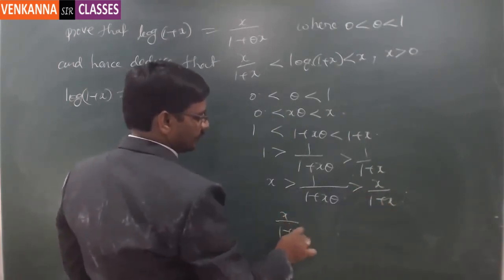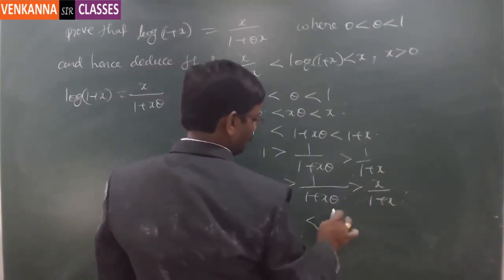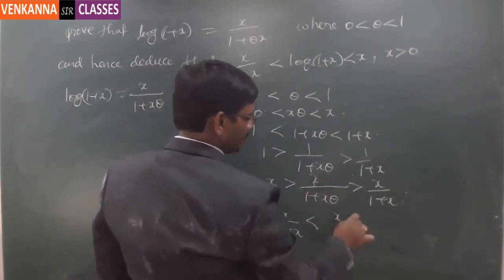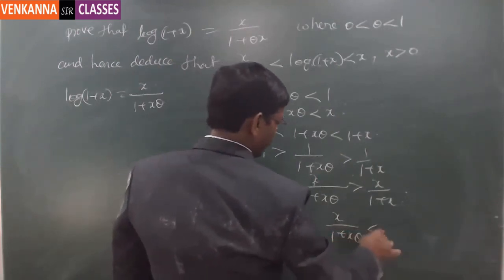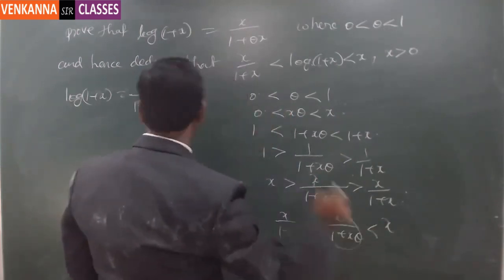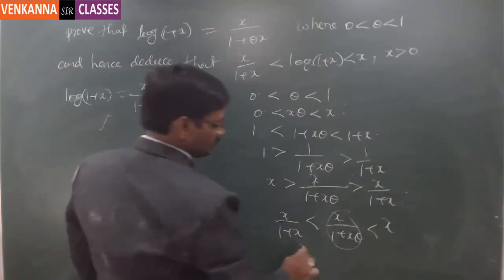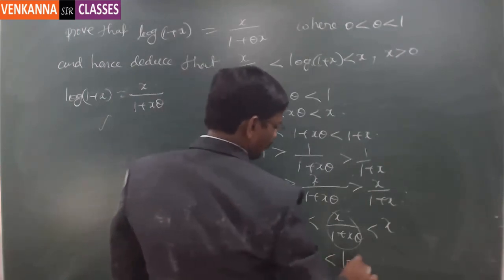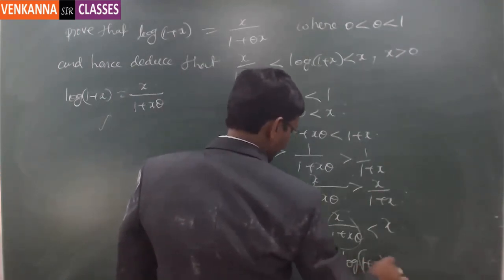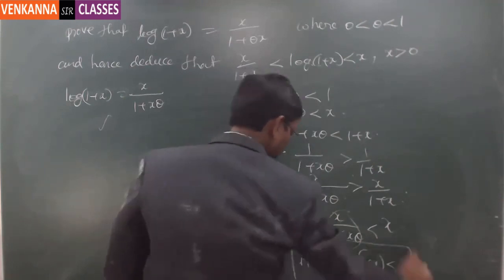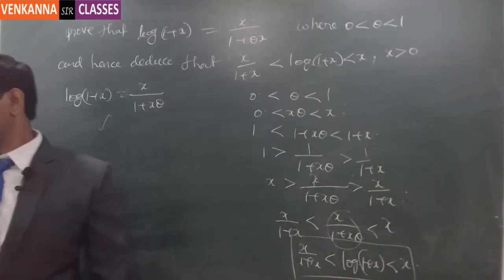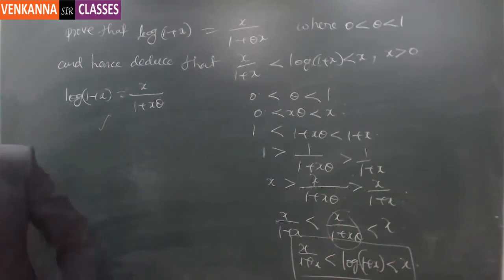So x by 1 plus x is less than x by 1 plus x theta is less than x. And this I will replace with the original function of log 1 plus x. So x by 1 plus x is less than log 1 plus x is less than x. So this is the condition he asked us to prove. Got it? Great. I think so. These are all the kinds of models you can think of.